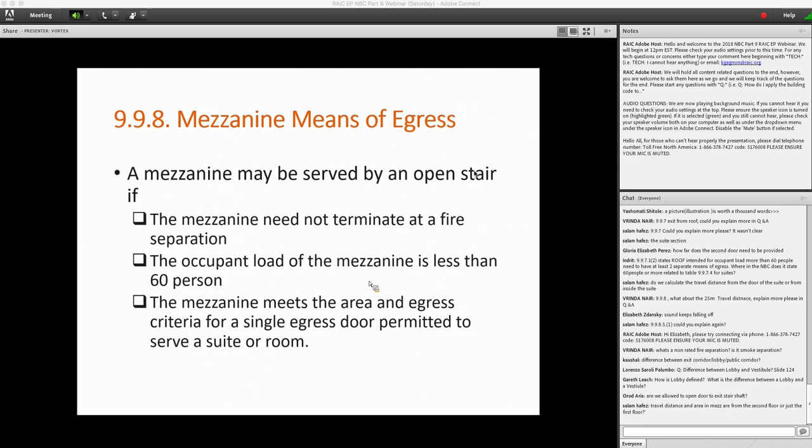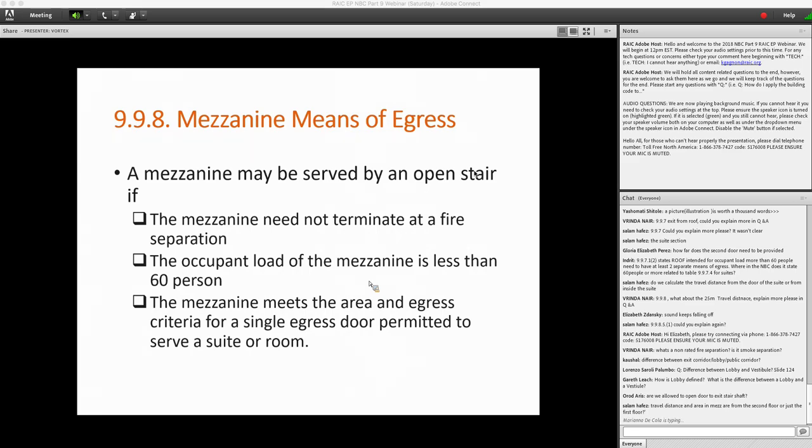So an open mezzanine is a mezzanine whose area is no more than 40% of the open area of the room in which it is located. And a closed mezzanine is one which is not more than 10% of the floor area of the suite in which it is located. And this is discussed in detail in the code, in subsection 910.4, building size determination.